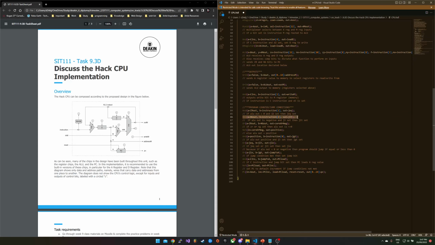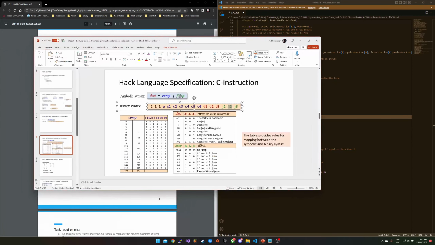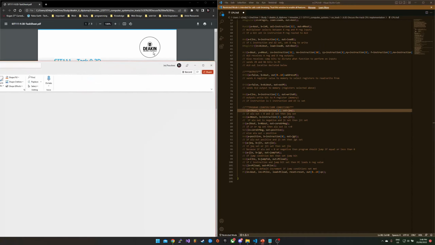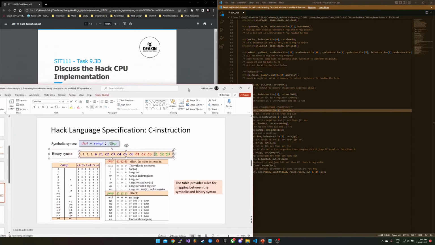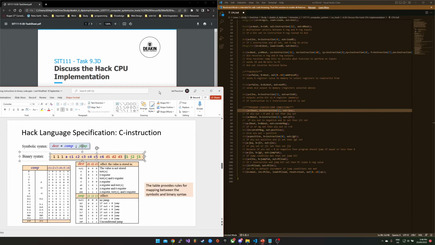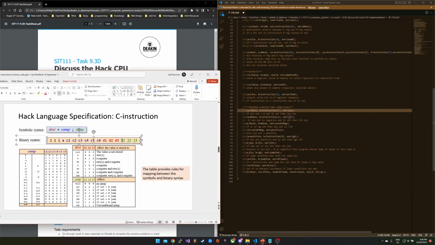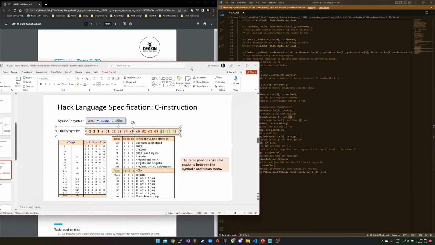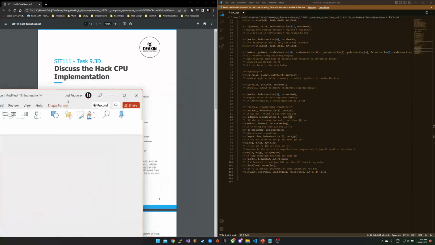We've got another AND gate here, which checks if the J1 bit is set and if the ALU output is negative. If so, the JLT, jump if less than bit, will now be set.